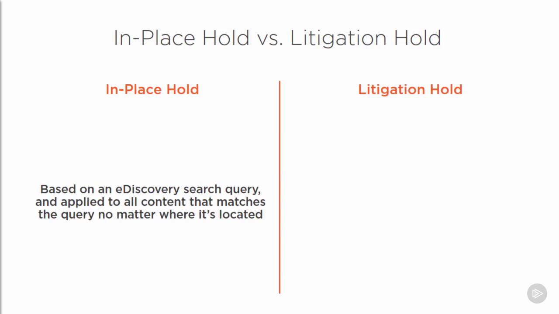So what's the difference between the two? It's very simple. In-place holds are based on eDiscovery searches and are applied to all content that matches the query, no matter where it's located. Litigation hold is applied to an entire mailbox, and it's applied on a per mailbox basis.